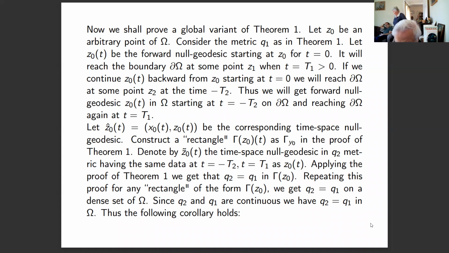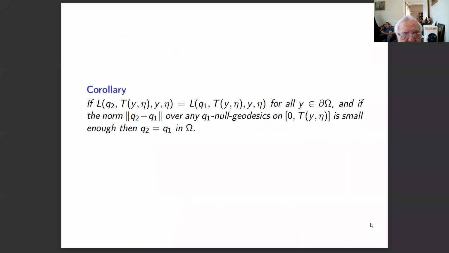Thus, the following corollary holds: if LQ2 T y eta equals LQ1 T y eta for y in the boundary of omega, and if the norm of Q2 minus Q1 is small enough, then Q2 equals Q1.